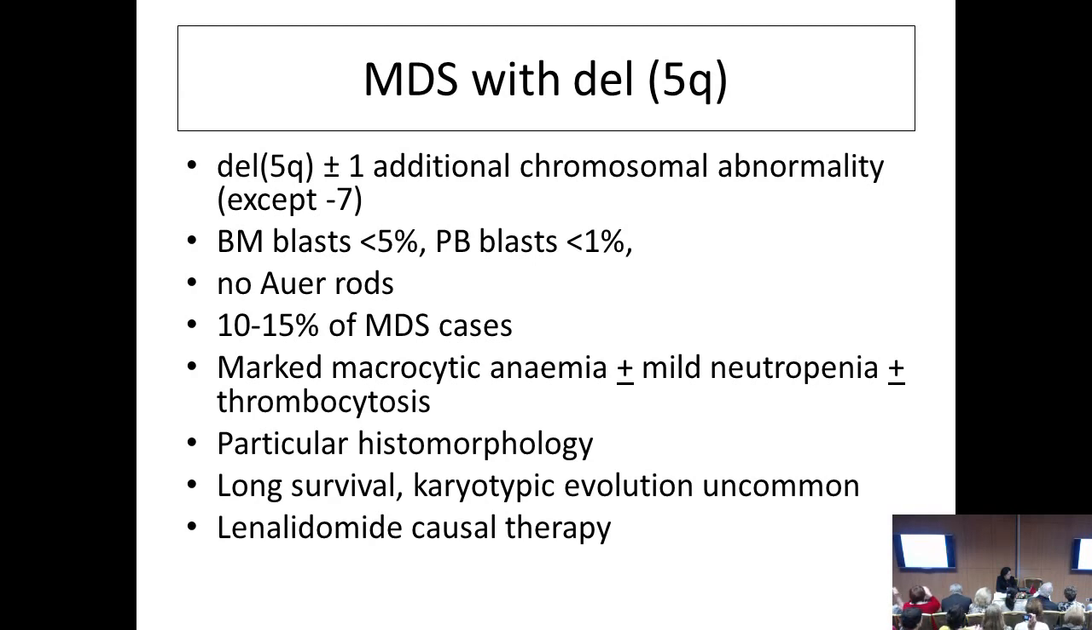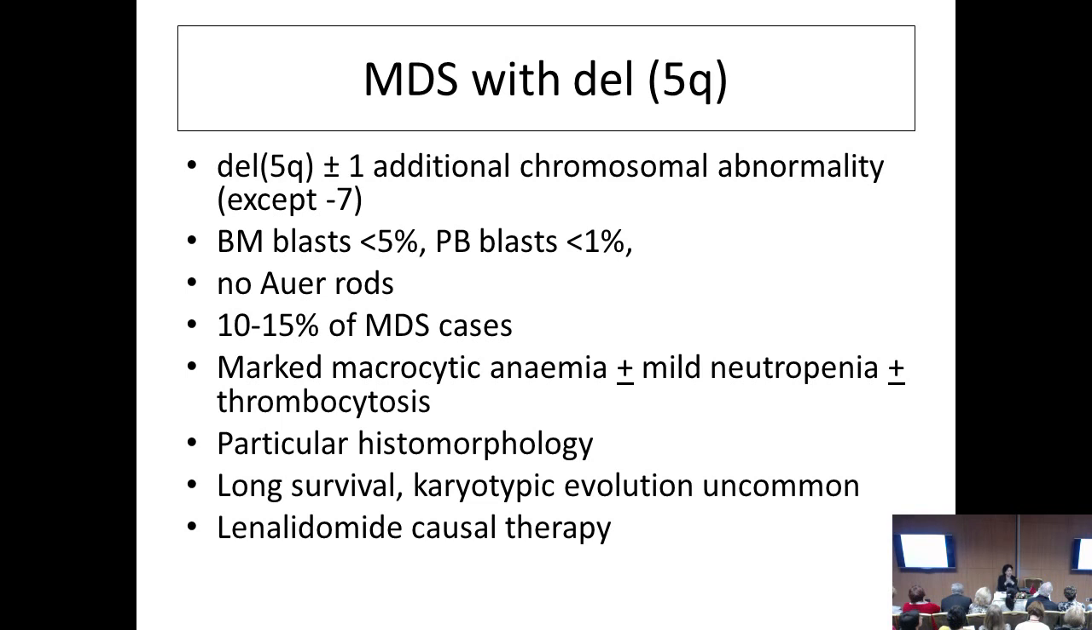So now let's turn to one category which is not defined by morphology but by chromosomal analysis, by the karyotype, and this means the presence of a deletion of the long arm of chromosome 5, deletion 5q. In the old WHO classification, that was expected to be isolated in order to diagnose this category. In the new WHO classification, there is one additional chromosomal abnormality permitted, except loss of chromosome 7. Then it's still an MDS with deletion 5q.